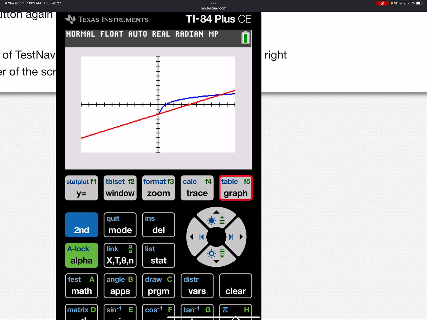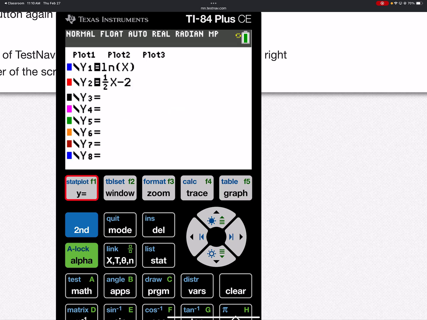Okay, so which one's the blue graph? So if you go to your y equals, your calculator also labels them as colors. So the blue graph is Y1, the red graph is Y2. And did you know you actually can change these if you want? If you highlight it, you can click on it and change it. So if you want it pink and green, live your best life. Should you make all of them the same color? No, don't do that.